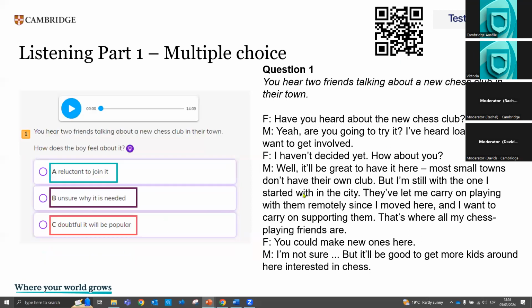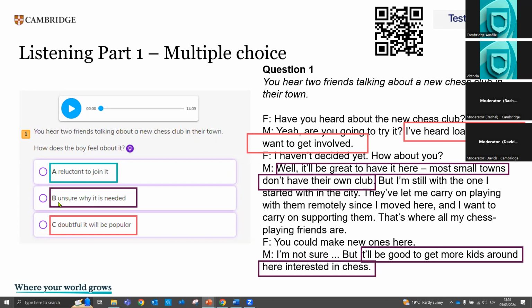the audio script, and how can we decide on the correct answer? Everything is going to be mentioned. Okay, so doubtful, it will be popular. Heard loads of people want to get involved. Unsure why it is needed. It will be great to have it here. Small towns don't have their own club. More kids will get interested. And then reluctant to joining. I'm still with the one I started within the city. I'm not sure.